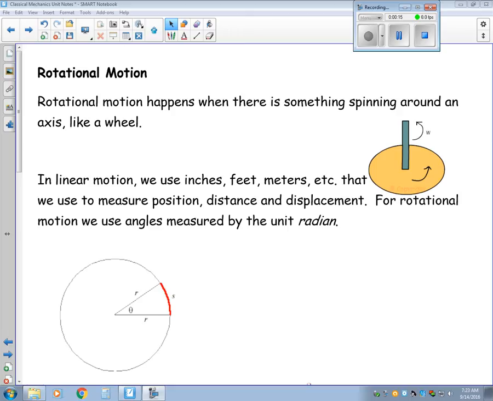So in linear motion we use things like inches and feet and meters, something that we can use to measure position and distances and displacements. For rotational motion we need to use angles, and we're measuring the angles in terms of a unit called the radian.